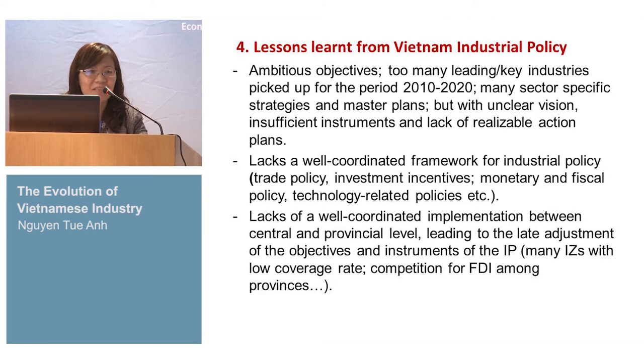And now, finally, I would like to draw three lessons learned from Vietnam, for Vietnam itself and also for other countries. Firstly, the industrial policy in Vietnam set very ambitious objectives. Too many, they also specified too many leading key industries, but with unclear vision, insufficient instruments and a lack of realizable action plans. The second lesson is that it shows a lack of a coordinated framework for industrial policy.